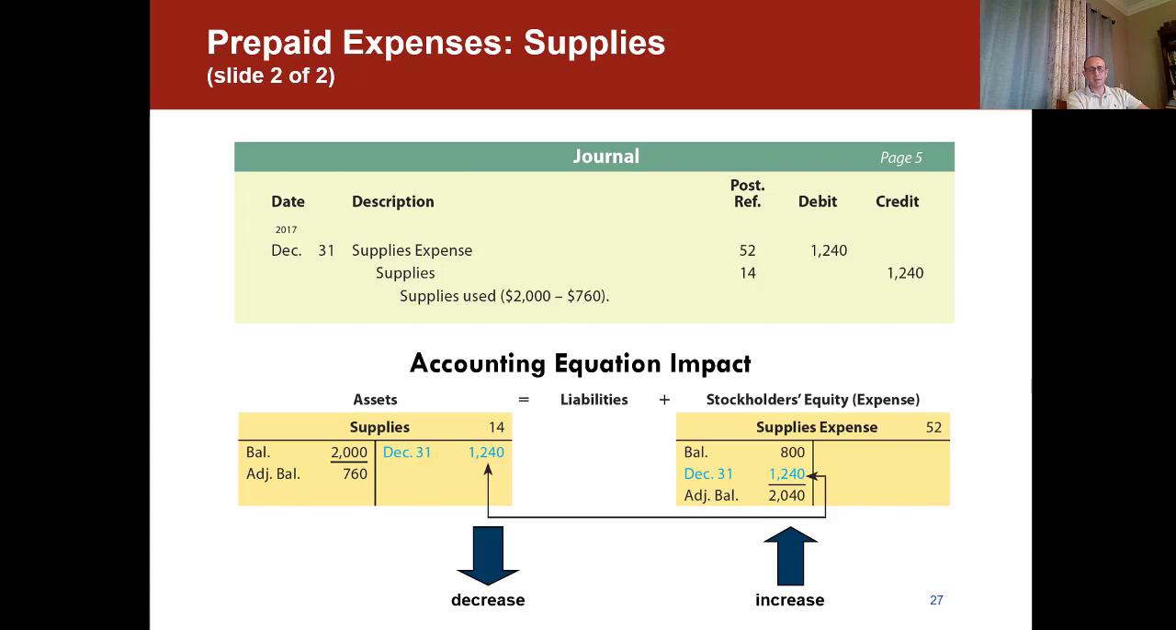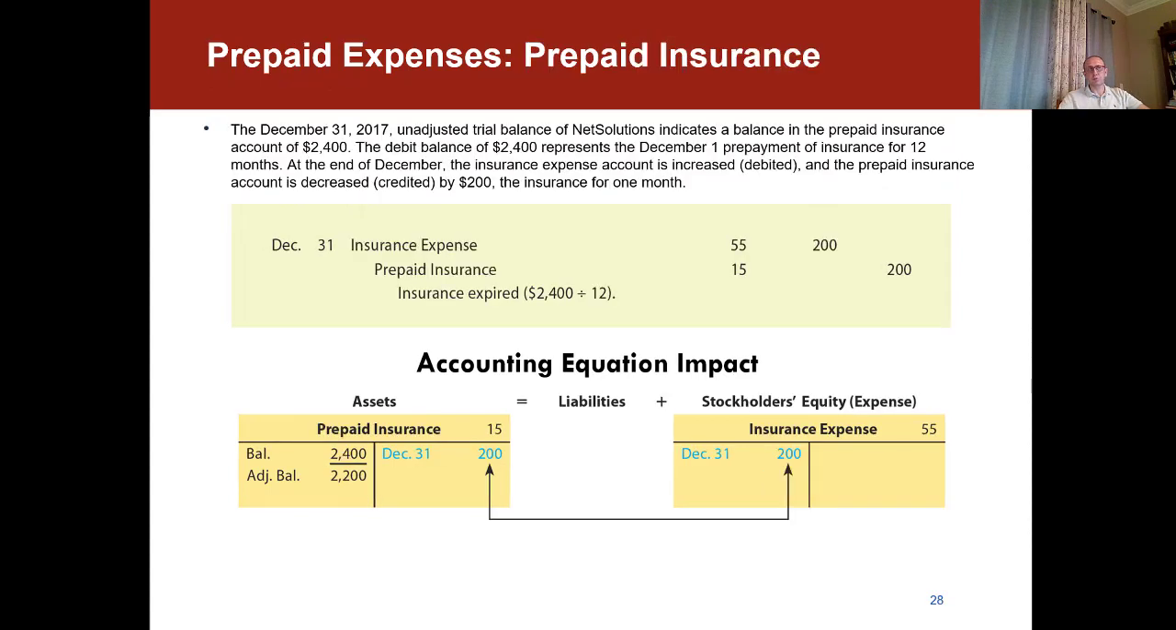Let's see another prepaid expense example, which is prepaid insurance. The December 31st, 2017 unadjusted trial balance of Debt Solutions indicates a balance in the prepaid insurance account of $2,400. The debit balance of $2,400 represents the December 1st prepayment of insurance for how many months? For a year, 12 months. At the end of December, the insurance expense account is increased or debited, and the prepaid insurance account is decreased or credited by $200. How did we get this $200?